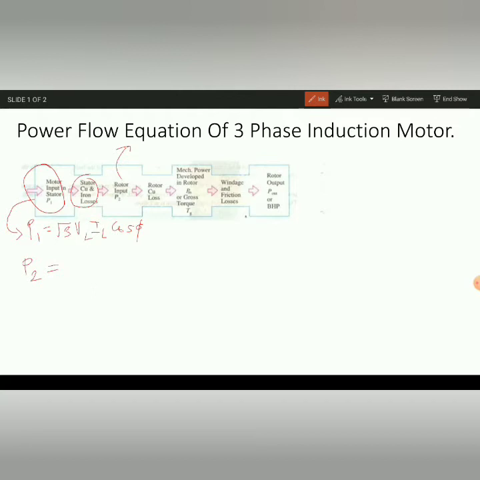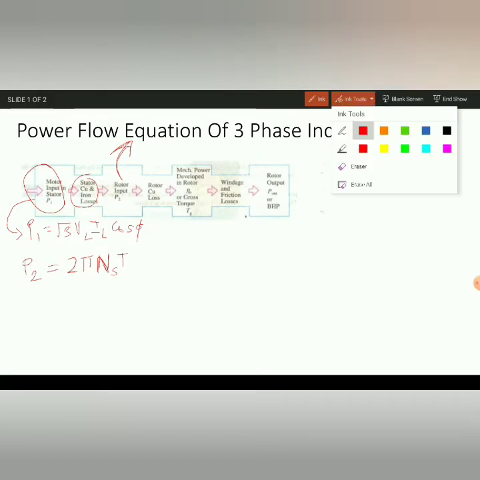Now we can write this rotor power in terms of mechanical power also. We know mechanical power is 2 pi N T divided by 60. If we want to consider the speed in seconds, then this 60 will not come; the division by 60 is only for per minute. So let us consider per second only, and write it as 2 pi N T.